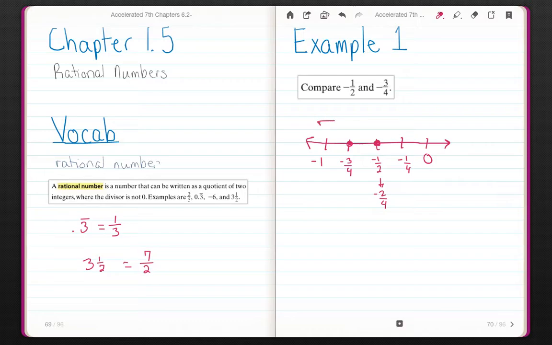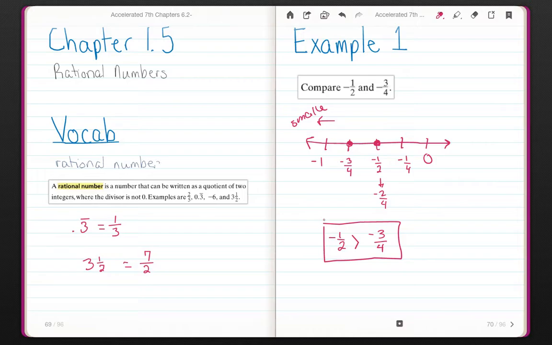Remember, the further to the left we go, the smaller we get. Compare wants me to use an inequality sign. So -1/2 is greater than -3/4. And I know that because -1/2 is closer to 0 than -3/4 is.